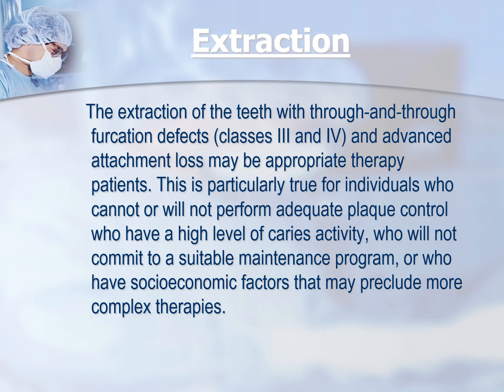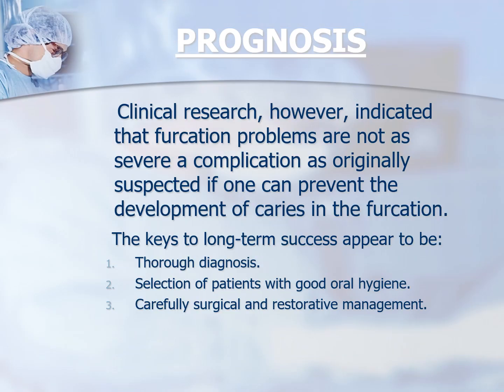And grade 4, that we did mention, has through and through penetration of the probe with the entire furcation area visualized. That tooth has an extremely poor prognosis, it should be extracted, and rehabilitation should be done depending upon the patient's requirements and needs. Grade 1 has excellent prognosis, grade 2 has good prognosis, grade 3 has fair, and grade 4 has poor prognosis.